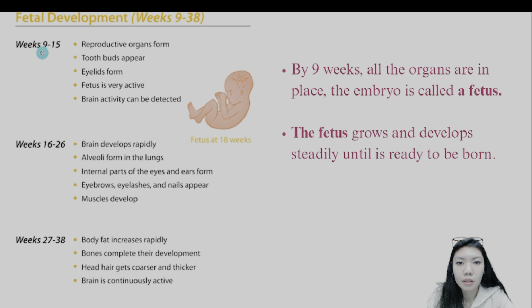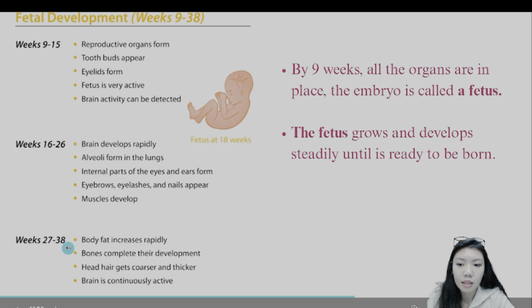Between the 9th and 15th week, the reproductive organs form, tooth buds appear, and the fetus is very active in this period. Between weeks 16 and 26, the brain develops rapidly. It means that alveoli form in the lungs, internal parts of the eyes and ears form, eyebrows, eyelashes, and nails appear, and muscles start to develop.